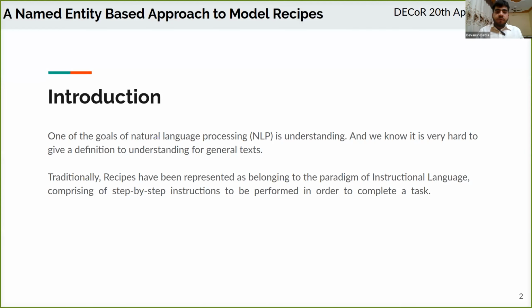As an introduction, one of the goals of natural language processing is understanding. And we know it is very hard to give a definition to understanding for general texts. Traditionally, recipes have been represented as belonging to the paradigm of instructional language, which I will deal with later, which basically comprises step-by-step instructions to be performed in order to complete a task.